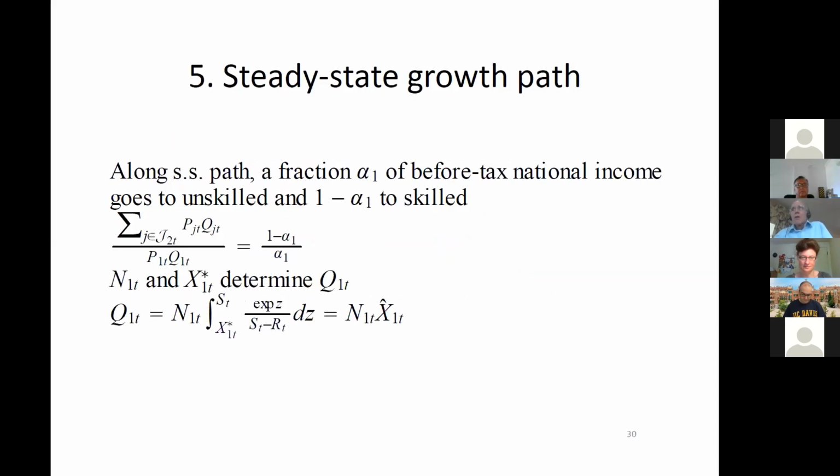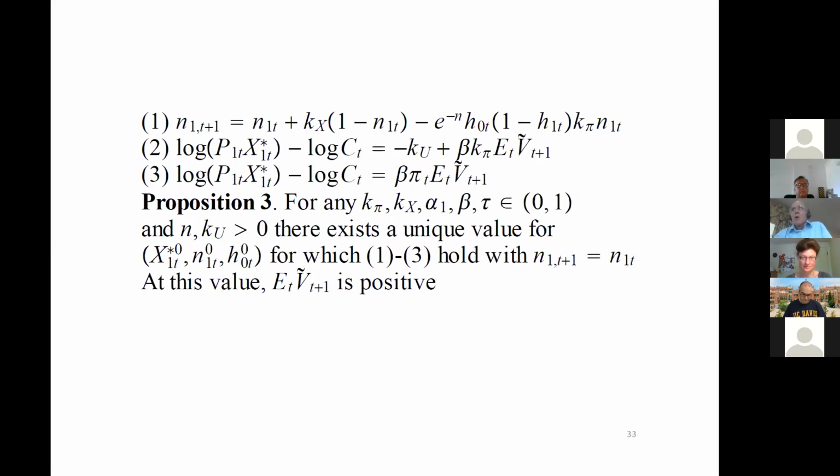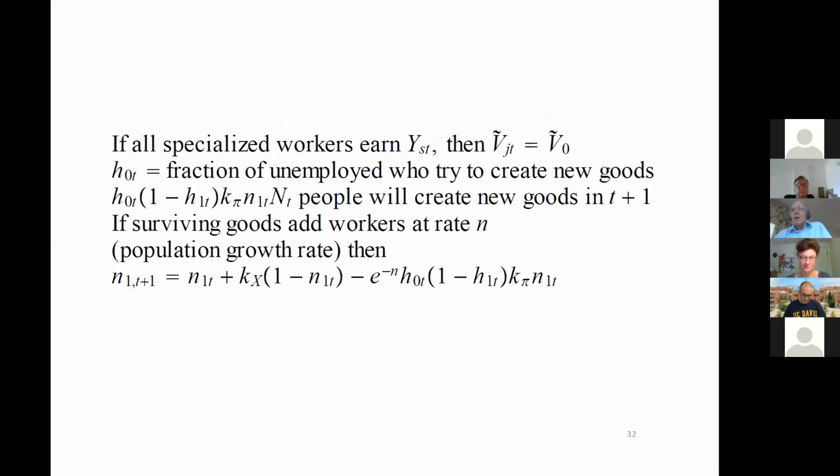So I think rather than try to do all the math, let me just briefly mention this equation, I guess. There's an equation of motion for the fraction of the population that's unskilled. N1 at time t plus 1 is going to depend on N1t, the number that are unskilled now. There's going to be in steady state a fraction of goods that are discontinued every period. That fraction is denoted kx.